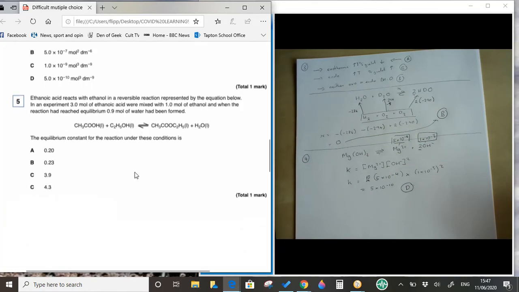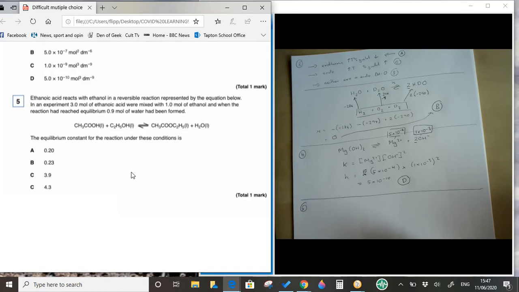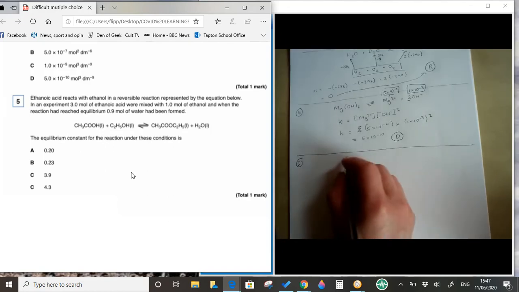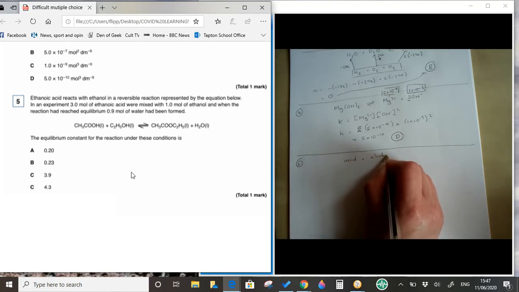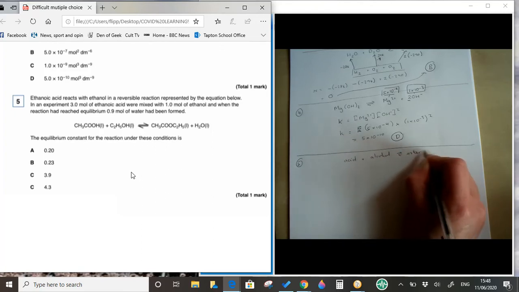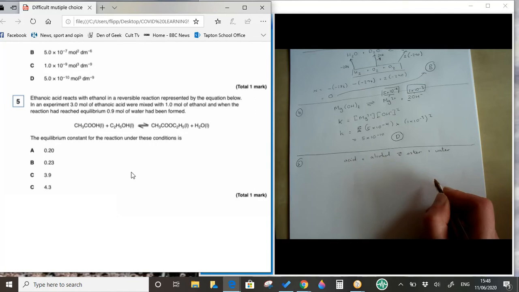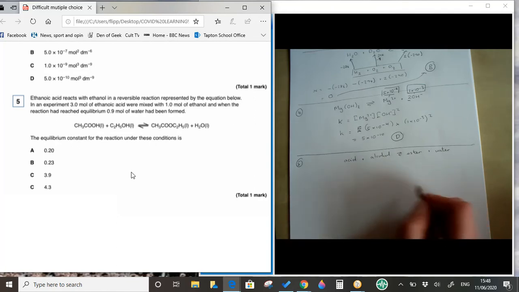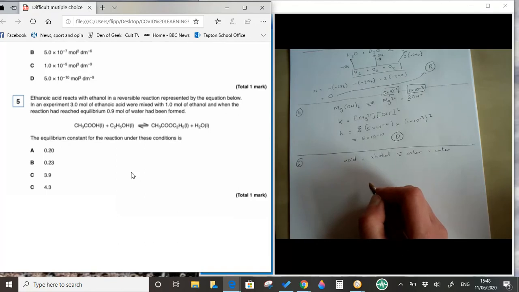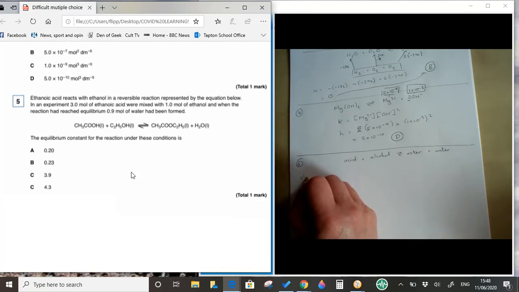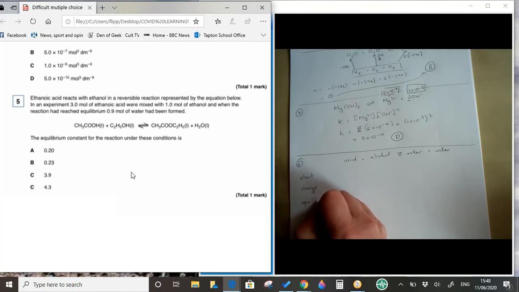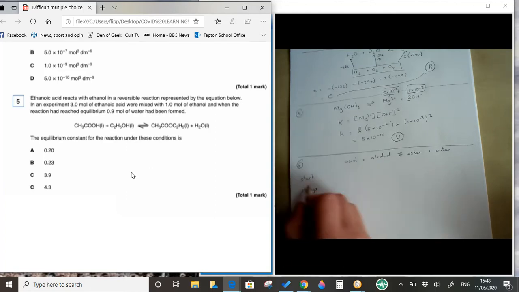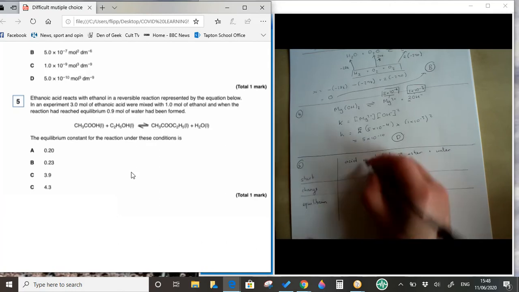Right, that's question 4. Right, question 5. It's another equilibrium one here. I'm just going to write the equation out, but I'm going to be lazy here: acid plus alcohol gives ester plus water. You don't need to write it out because if you're doing it on a piece of paper in an exam, you've got it there. So I need to work out the equilibrium constant, so I need to do one of these tables where I say start, change, and equilibrium. Let me just draw some lines. Apologies for the messiness.